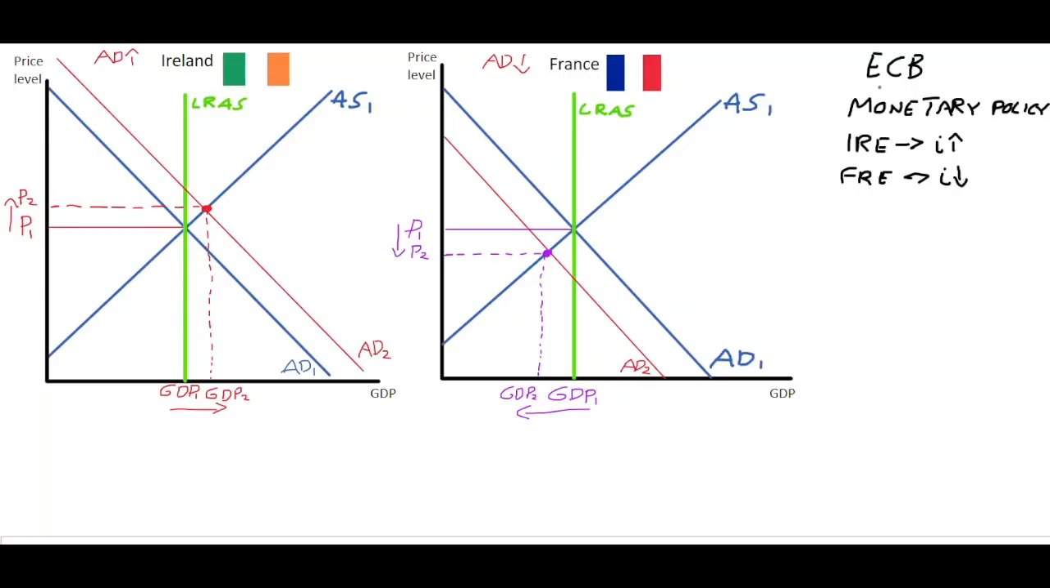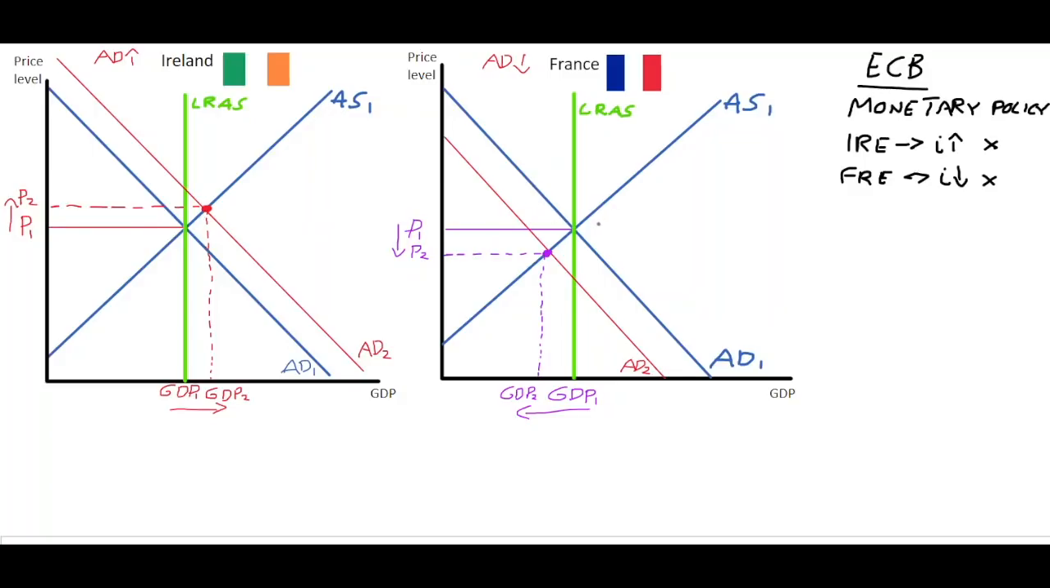Now, in the common currency area in the Eurozone, what we have is just one interest rate. The ECB has only one interest rate to set. Therefore, it cannot set a different rate for Ireland and a different rate for France. So either way, the interest rate set is going to be bad for one of these economies. It is going to cause the Irish economy to overheat if it's set too low, or it's going to cause the economy in France to contract even further if it is set too high.